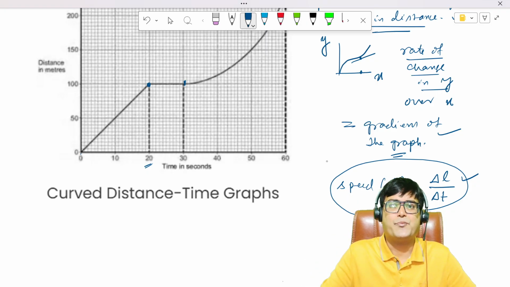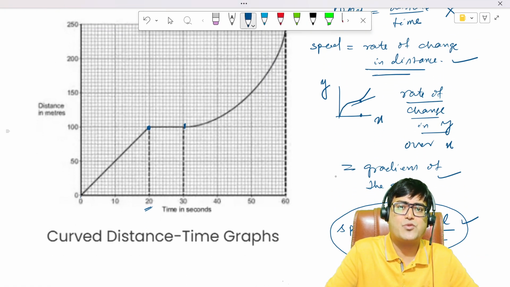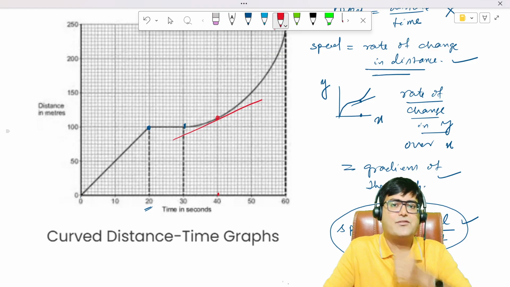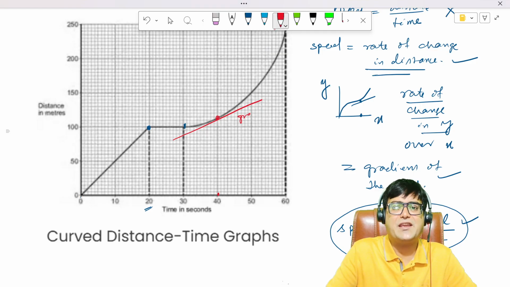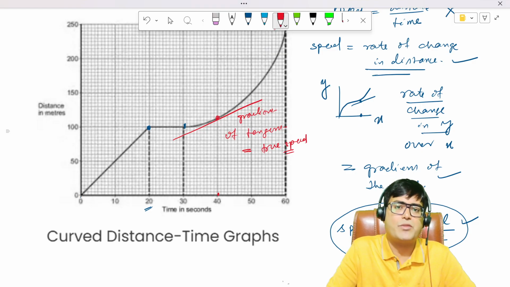Similarly, if you want to find the speed of the particle at, let's suppose, the 40th second, you're going to have to choose this point and draw a tangent to the graph. And then the gradient of the tangent is going to be your true speed. That's the exact speed that the particle has at that particular precise moment.